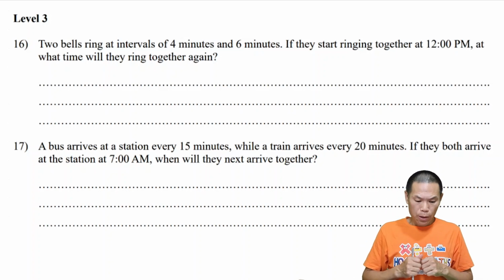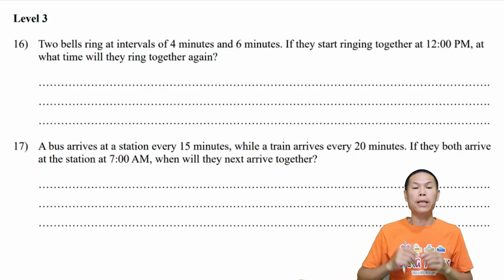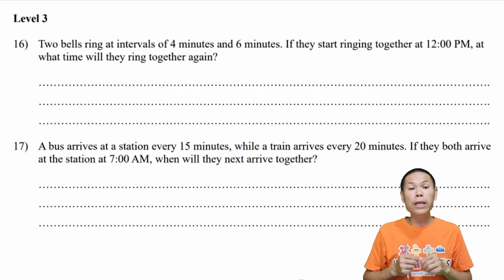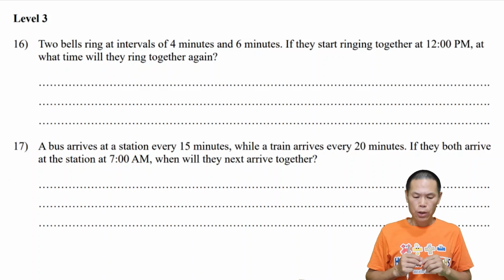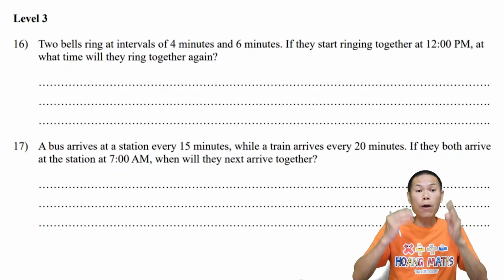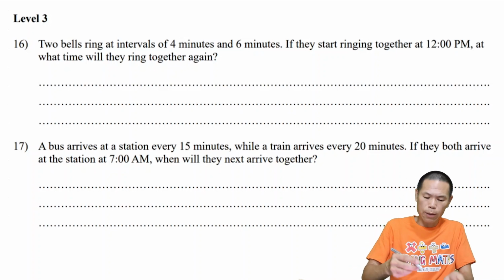Question 16. 2 bells ring at intervals of 4 minutes and 6 minutes. If they start ringing together at 12 p.m., at what time will they ring together again? So we need to find the common multiple of 6 and 4, the lowest common multiple. Okay, keep that in mind.